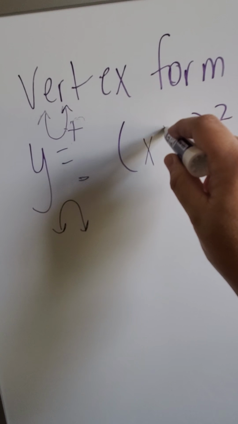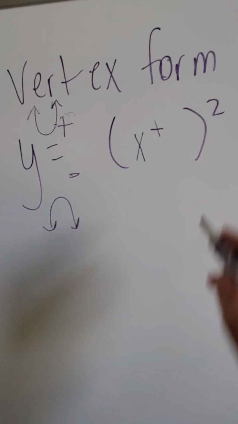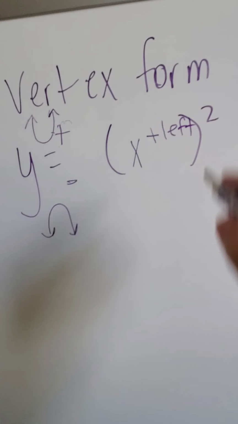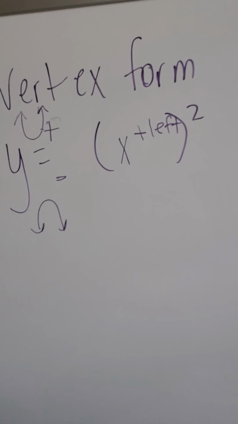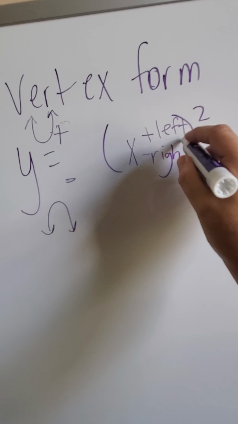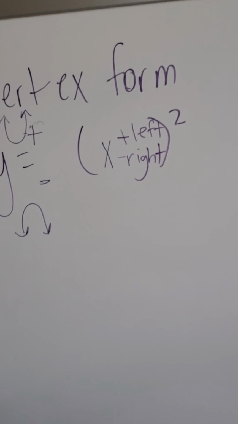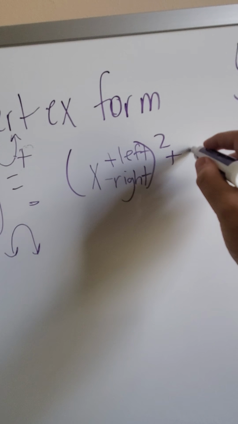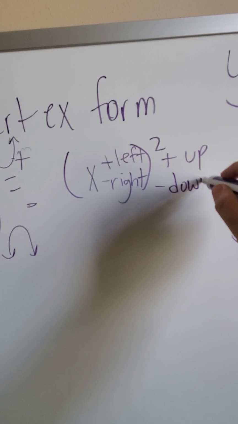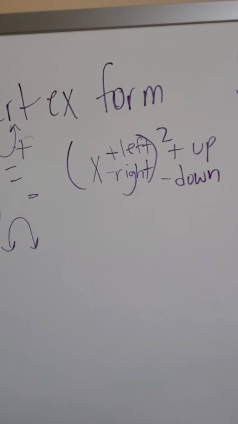Inside here, if I add something, that'll shift the graph to the left, opposite of what you'd expect it to do. And then minus, it'll move it to the right, okay? And then out here, plus, it'll move it up, and minus will move it down, okay? And then we'll look at a couple examples when I finish up.